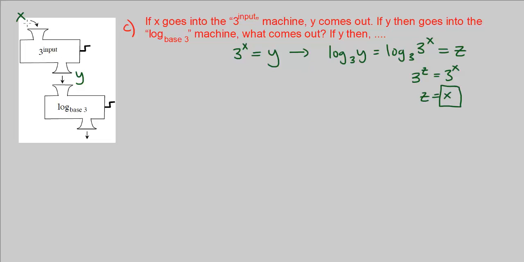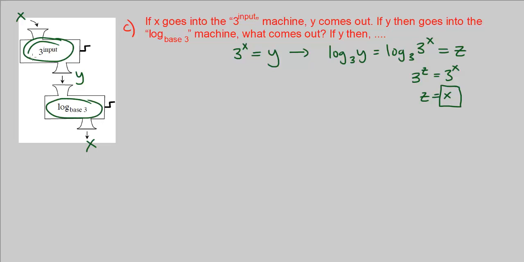x comes out of the machine. If you put x into this one, 3 to the input, so 3 to the x, you get y. Well, if you plug in that y here, you get x. So isn't that interesting? You plug in x, you get y. You plug in y, you get x. And note that these do different things.